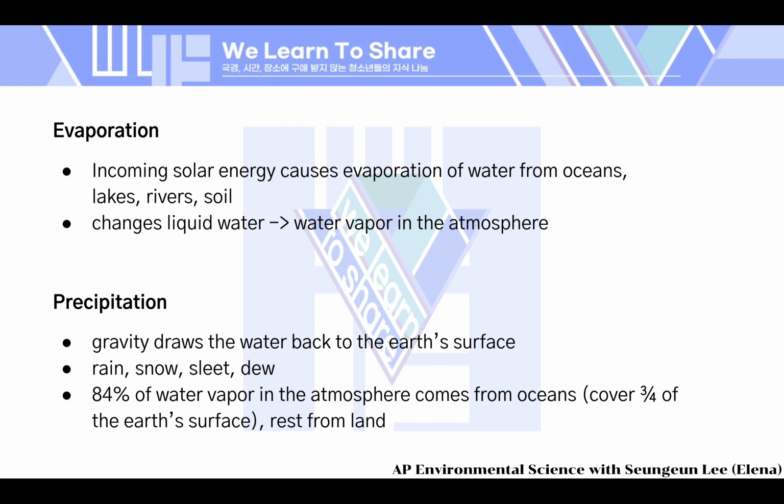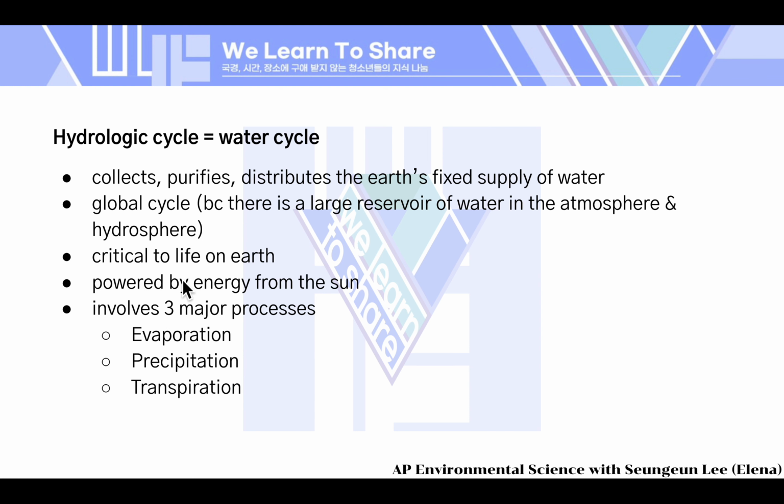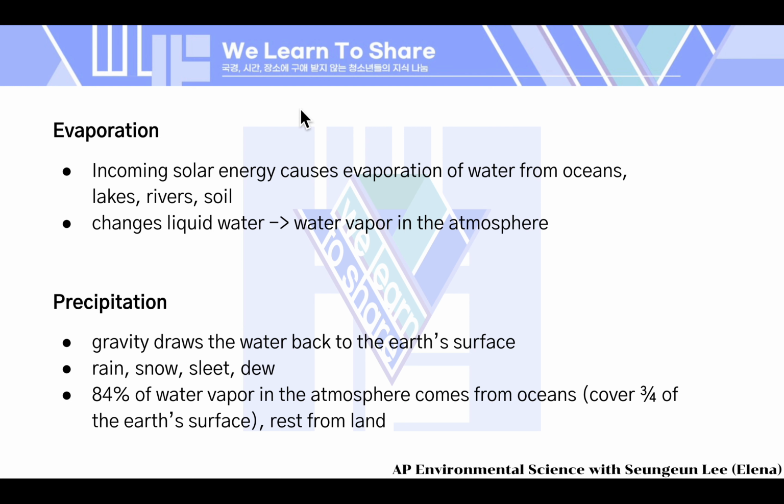Now let's look at evaporation. So evaporation is the process, right? It's incoming solar energy causing evaporation of water from oceans, lakes, rivers, and soils. And it changes the liquid water into water vapor in the atmosphere. This whole process is called evaporation. And the key thing to remember over here is that it's the solar energy that starts the evaporation. In other words, solar energy is what powers it. It causes the water cycle to start by evaporating, and it changes the liquid water into water vapor in the atmosphere.